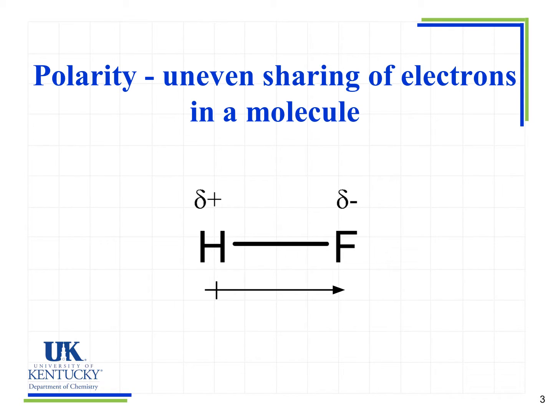We can also represent this by drawing an arrow, and the arrowhead points at the more electronegative element, and we put a plus sign on the end of the arrow, and that shows us the less electronegative atom, and also shows us that that is the partially positive charge of the hydrogen in this case, and the fluorine is the partial negative charge because there's more electron density around the fluorine than around the hydrogen.